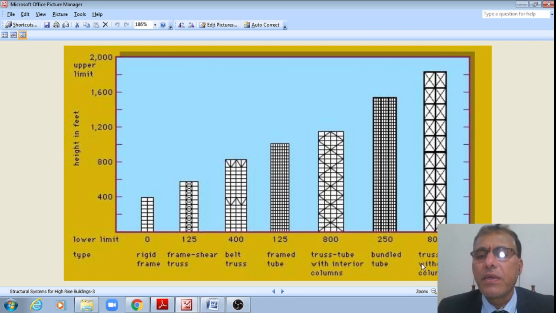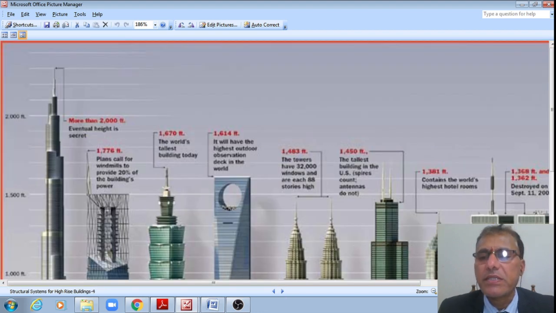Next one is that of the truss tube without interior columns, starting from the bare minimum lower limit of 800 feet, which means 80 stories, to a maximum of approximately 1800 or 1900 feet, or 1800 plus. That means 180-story buildings. This is how the different structural systems work, students. We need to understand this.